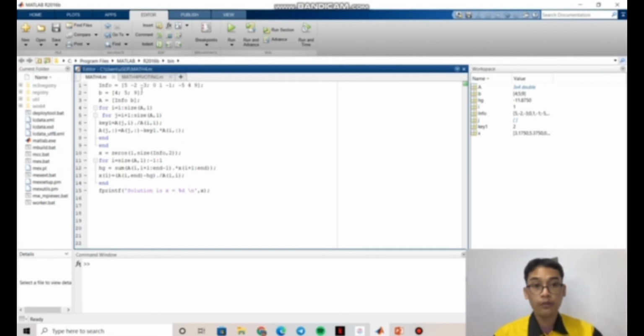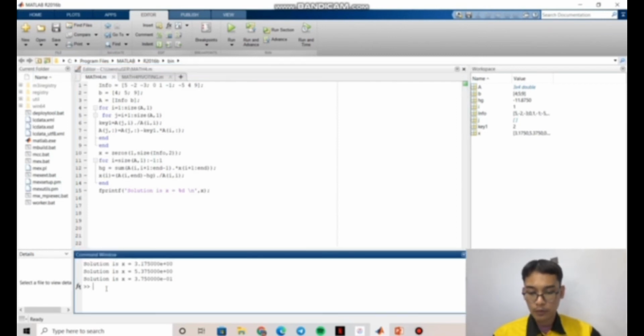Okay, I have copied the coding inside MATLAB. We can see here that all the coding is the same as the one that I have shown earlier. So we run and advance our project. We will get the value of x for V1, V2 and V3. And if we put A here, we will get the matrix form of our equation after we do the Gauss elimination method.